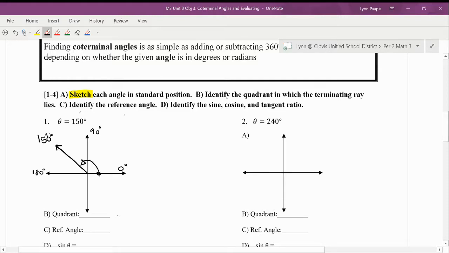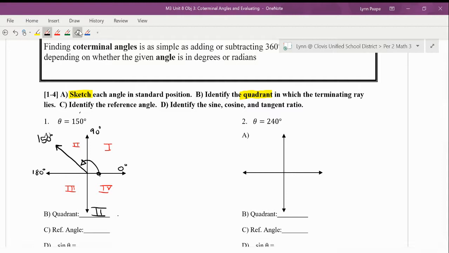And that's from 0. So then part B, they want to say, okay, what quadrant are you in for the terminating ray? So this was quadrant 1, quadrant 2, 3, and 4. So quadrant 2 is the one we are in, right? Somewhere between 90 and 180, so there's quadrant 2.